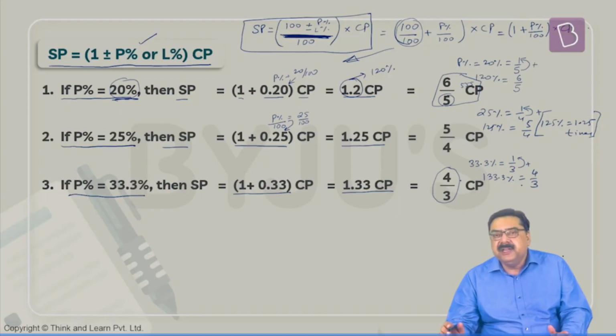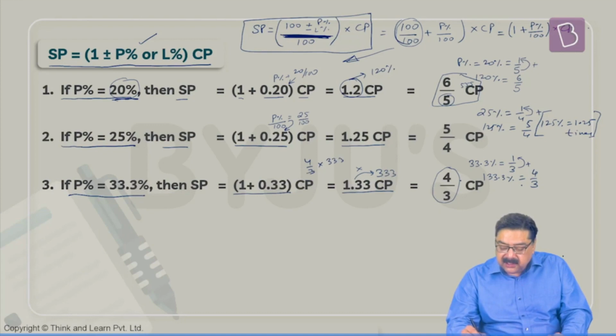So that becomes very simple because it will be very difficult if CP was given to you as 333. Then 1.33 multiplied with 333 is going to take some time. So rather than doing that, if you directly take this as 4 by 3 times the cost price, you know these cancel. Your selling price works out to be 444, which is very simple.